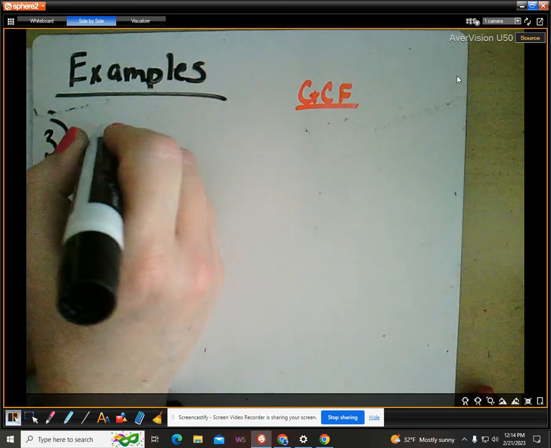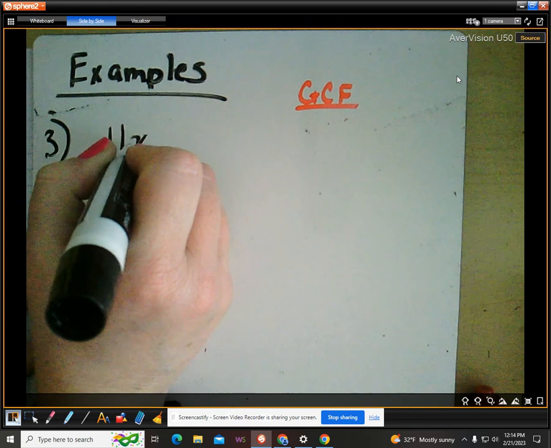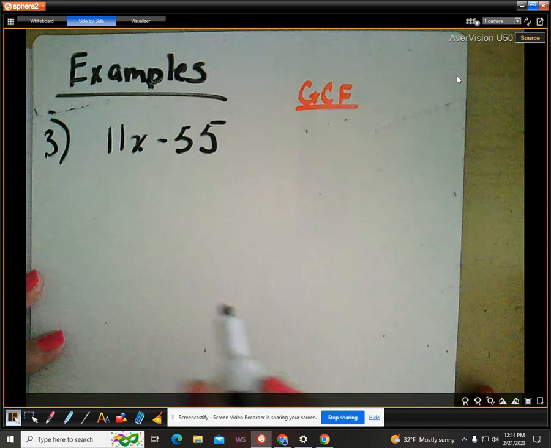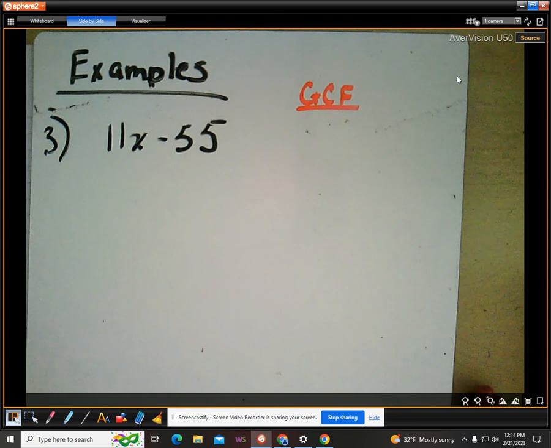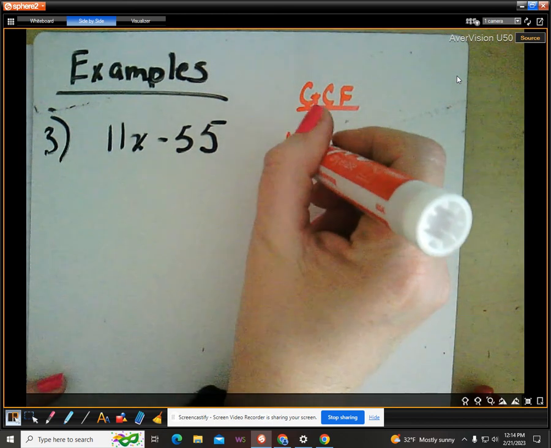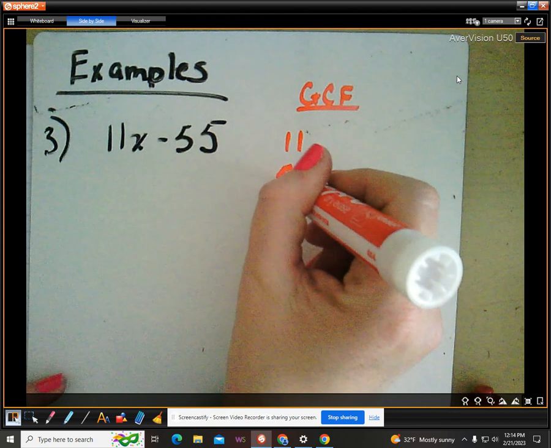11x minus 55. So again, for now, you can ignore the variable. Okay, we're finding the greatest common factor for 11 and 55.